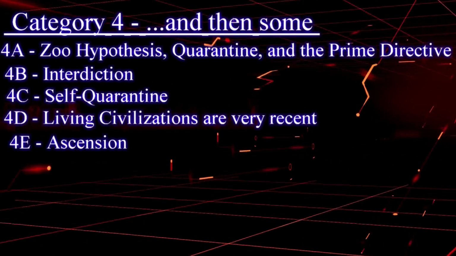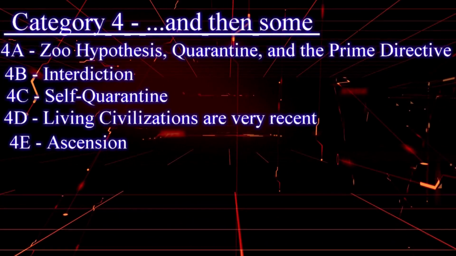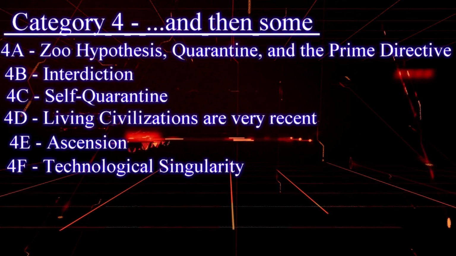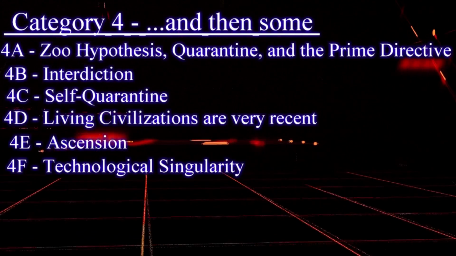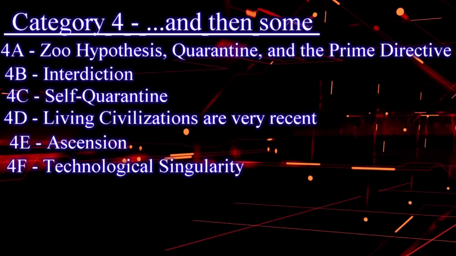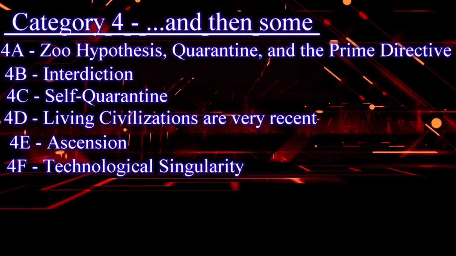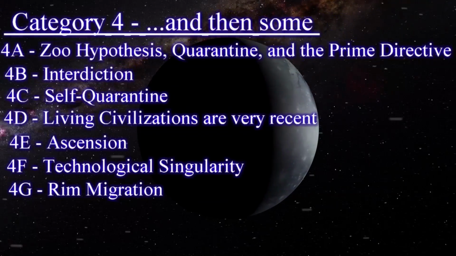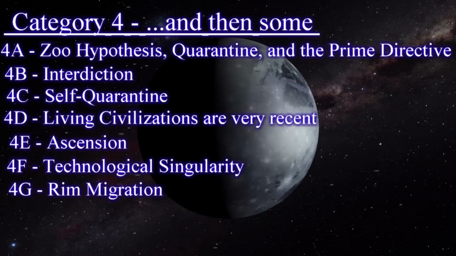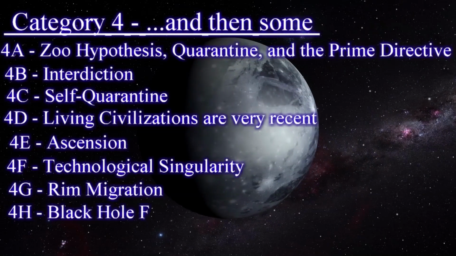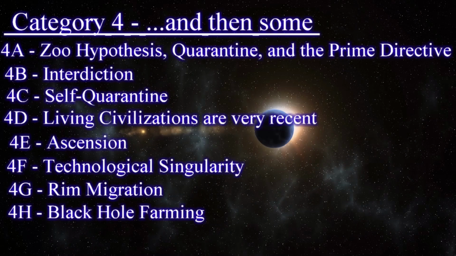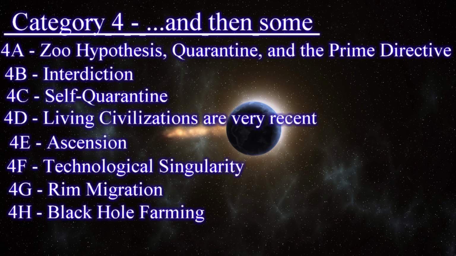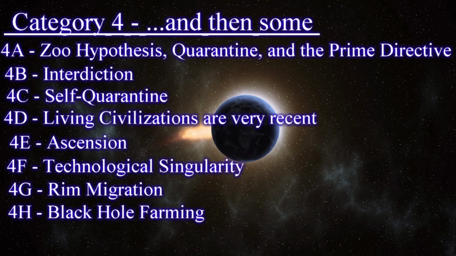Category 4E. Ascension. Aliens reach the point where they just leave the mortal coil behind. Category 4F. Civilizations reach technological singularity. Civilizations convert totally to the post-biological state and into a super advanced and super powerful computer. Category 4G. Rim migration. Civilizations eventually migrate to the colder outer areas of the galaxy. Category 4H. Black hole farmers. Like rim migration, a notion that has to do with concentrating your civilization where you can get the most bang for your buck.